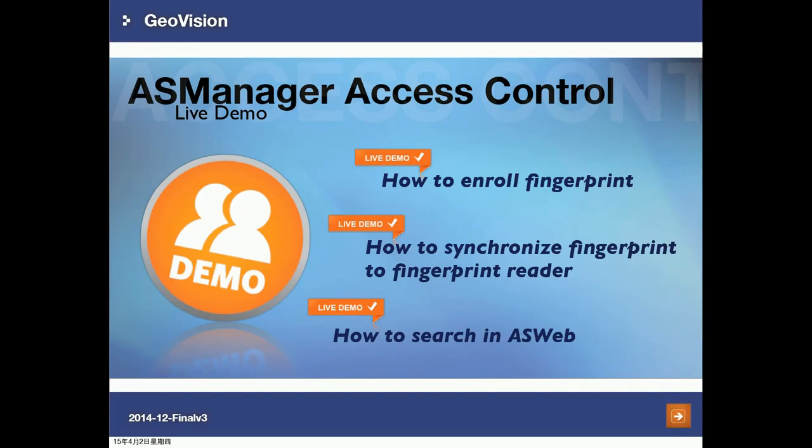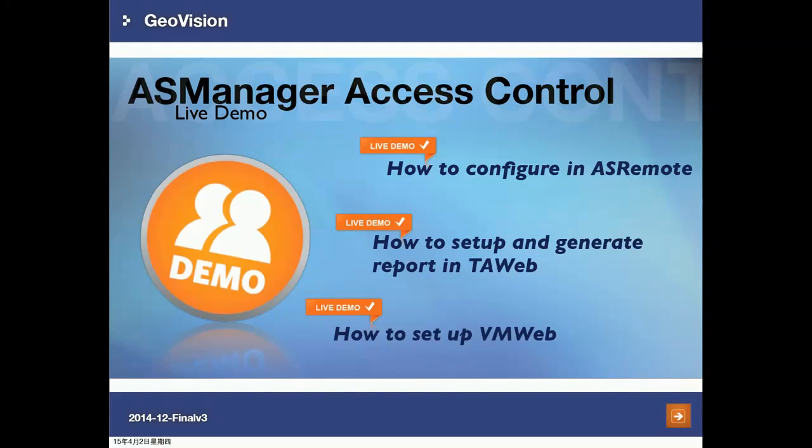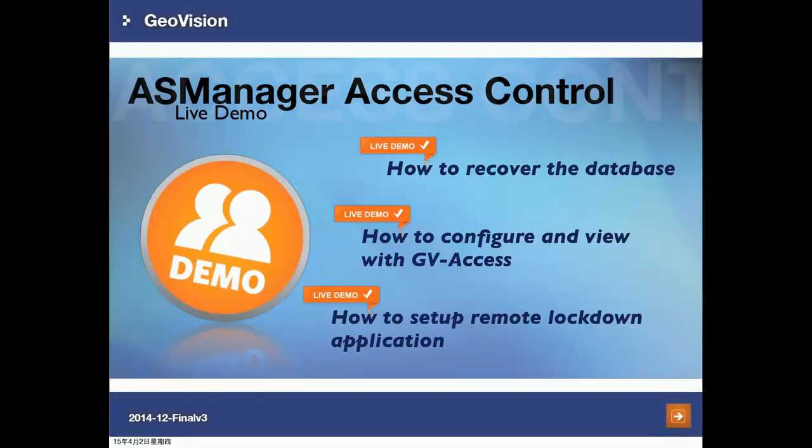How to sync fingerprint from ASManager to the fingerprint readers. And how to do some search or query in AS Web. How to configure AS Remote. And then how to set up and generate reports in TA Web. And also how to set up a VM Web. We will also teach you how you can recover your ASManager database when it's corrupted, how you can configure and view with a GVSS application on your mobile phones, and how to set up the remote lockdown application.